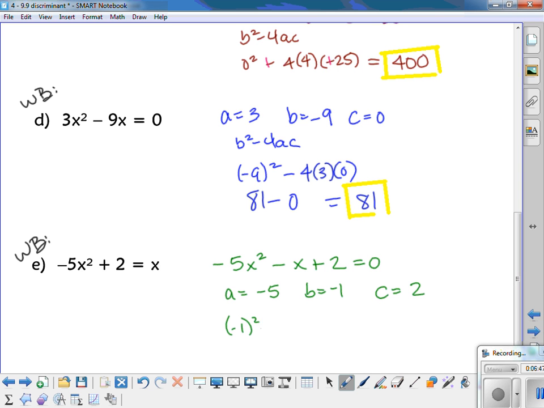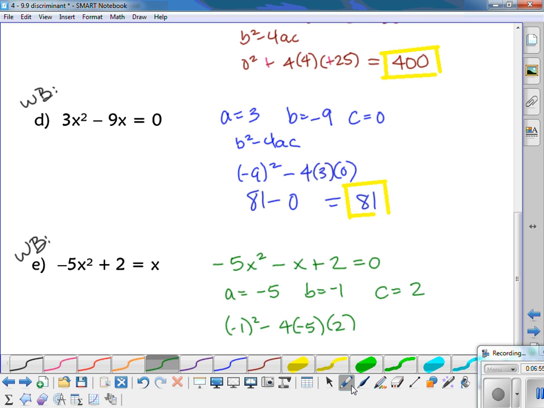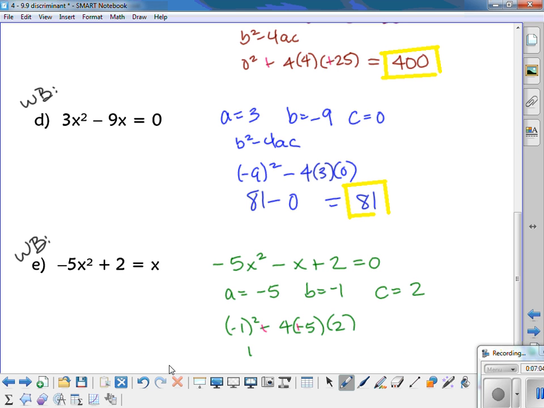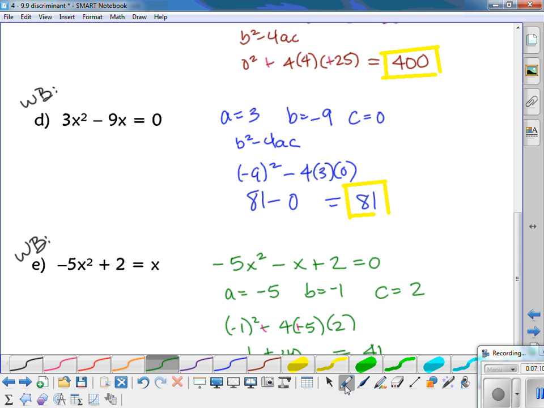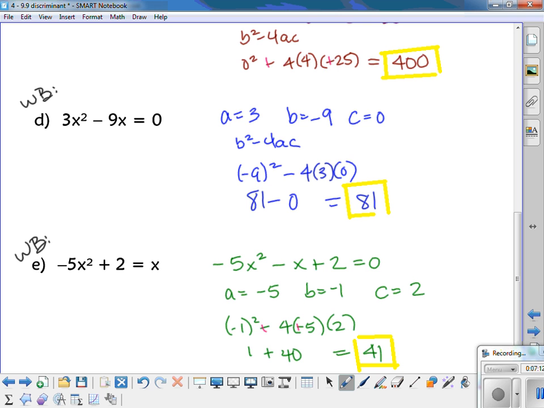So negative 1 squared minus 4 times negative 5 times 2. So what happens to my signs there? I have negative 4 times negative 5, it becomes positive, right? All right, so negative 1 squared is just 1. And we end up with 40. So the answer is 41. Okay.